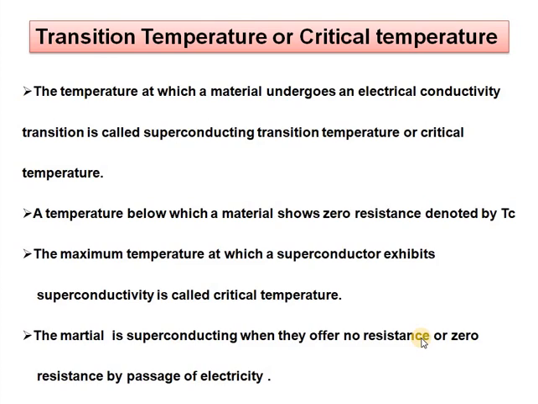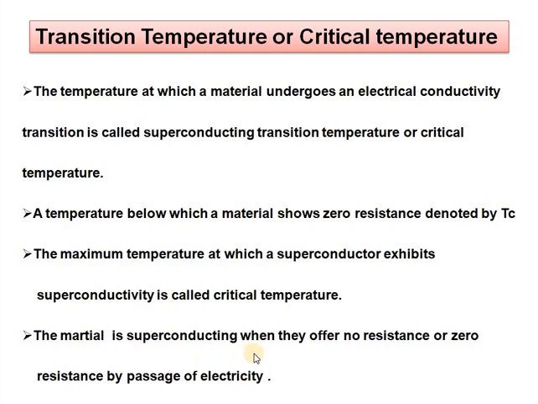Next, we see the transition temperature, or another name, the critical temperature. The temperature at which the material undergoes an electrical conductivity transition is called the superconducting transition temperature or critical temperature. It is the temperature below which a material shows zero resistance, denoted by Tc. The maximum temperature at which some superconductors exhibit superconductivity is called the critical temperature.